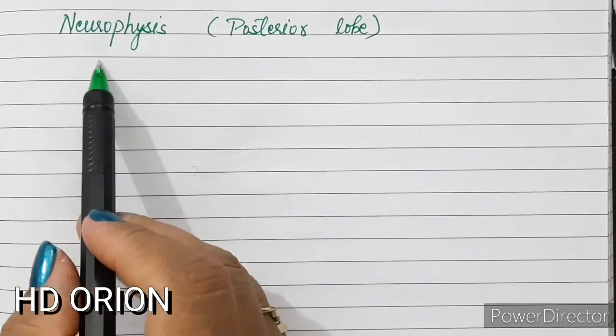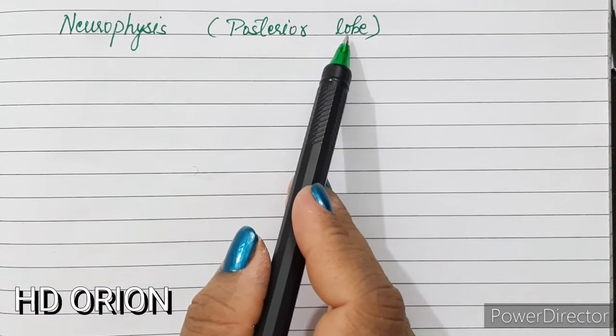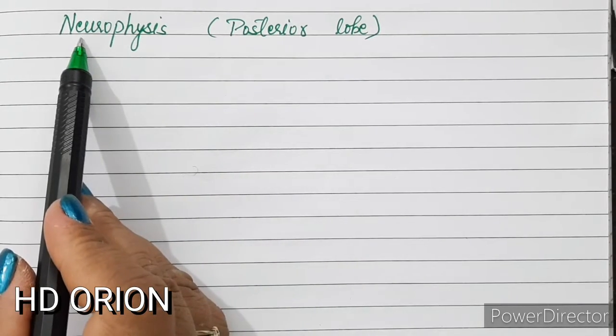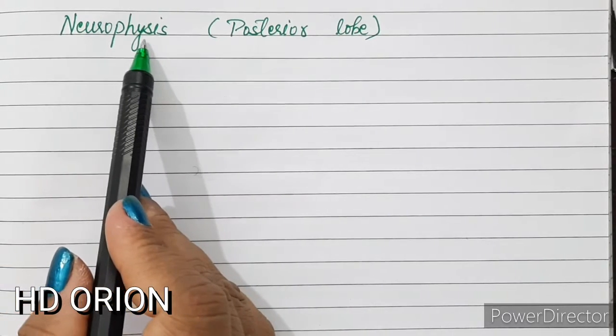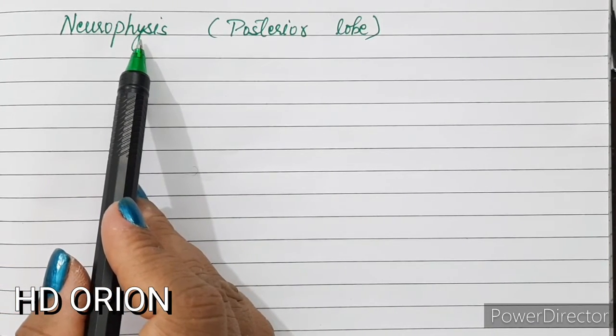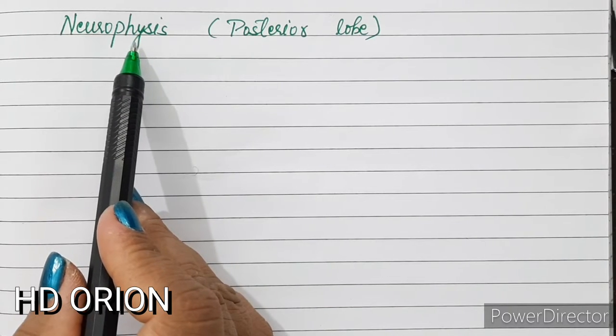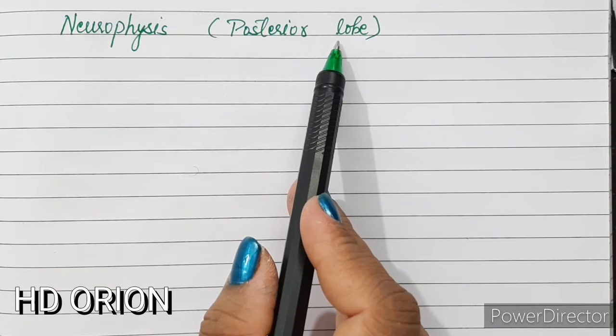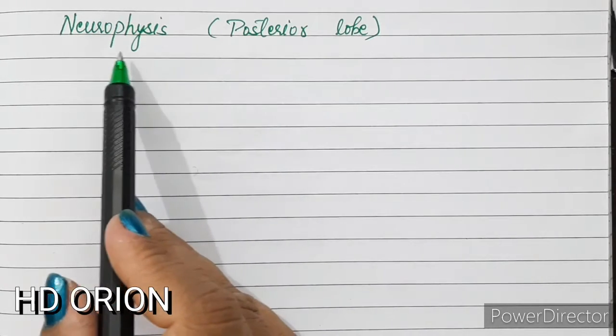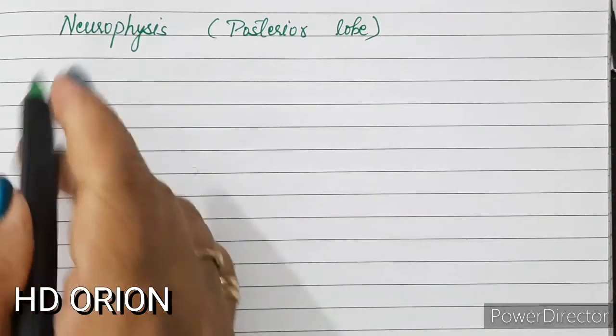Now let us see the last lobe, the posterior lobe of the pituitary gland, which is also known as the Neurohypophysis. It is so called because the hypothalamus secretes the hormones through the neurons, and they are just stored in the posterior lobe. It is not actually secreting them, but just storing and releasing the two hormones.